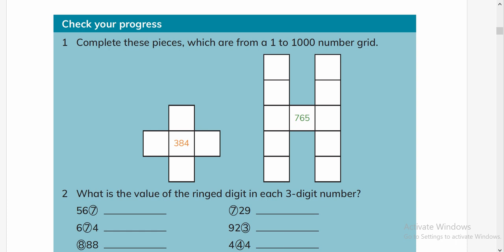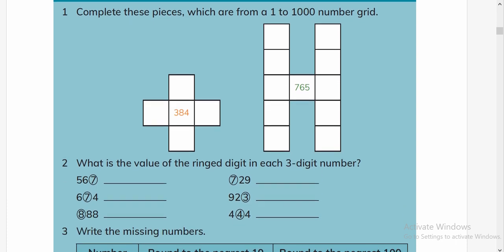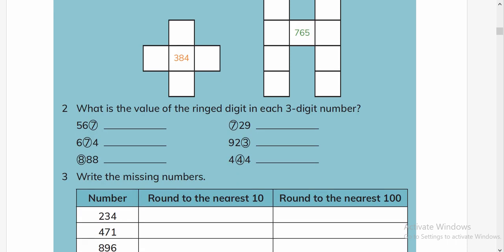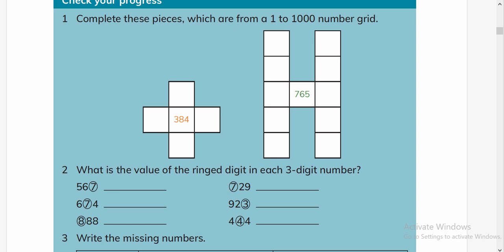Complete these pieces, which are from question number 1 to 1000 number grid. It is very easy. I think you can do it, but let's just have a quick look at it. I'll do only one from it. When we go to the left hand side, it will be 764 and it will be 766.